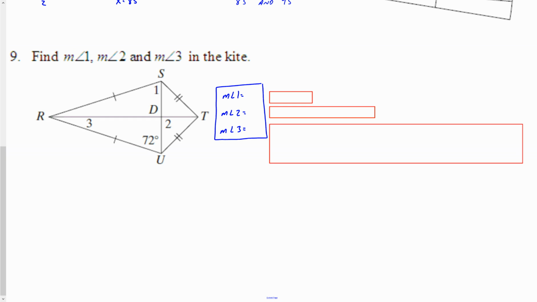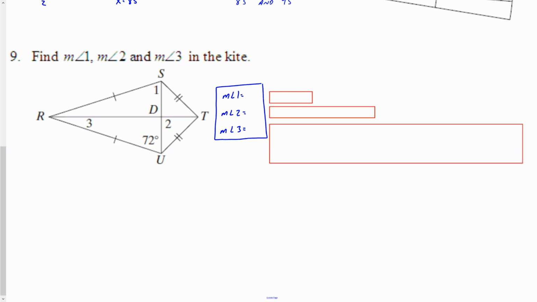Lastly, in this kite in number 9, I'd like you to find the measure of angle 1, the measure of angle 2, and the measure of angle 3. So in this case, if I just go in order, and sometimes you can go in order, sometimes you can't, so you just have to be able to look at the picture, kind of think your way through. If you get stuck, maybe look at a different angle to try to find the measure of that one first, and then you maybe use that to help find a different angle.